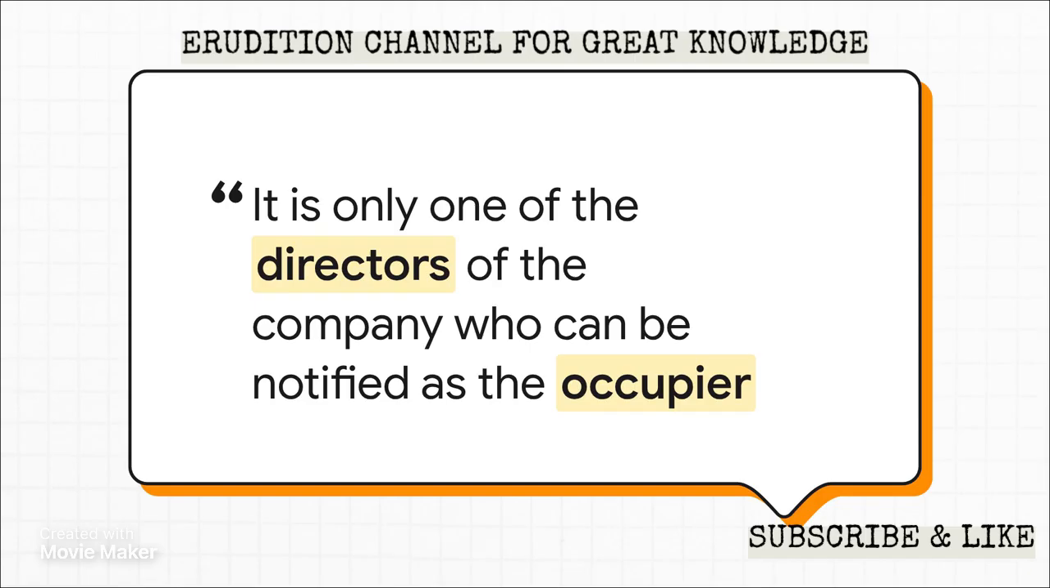A corporate entity literally cannot pass the buck to a lower-level middle manager. The law says a director of the company must be the one notified as the occupier. The legal burden rests right at the top, on the board of directors.